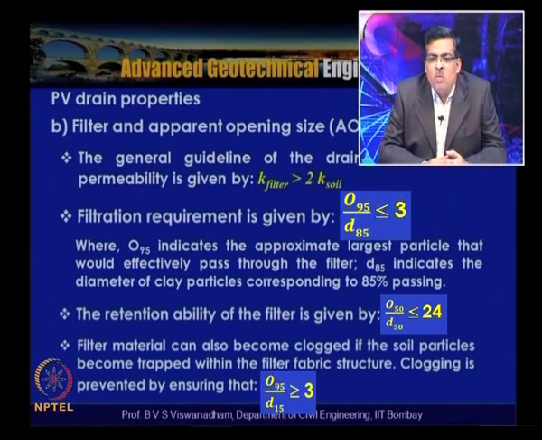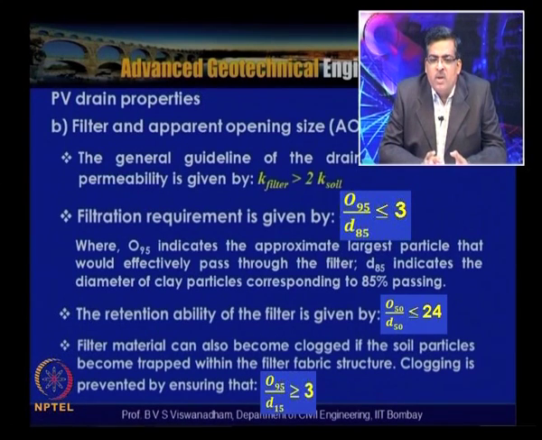In this case O95 divided by D15 should be greater than or equal to 3. So clogging can be prevented if O95 is greater than or equal to 3 times the D15. So 3 to 4 times D15, if it actually is there, then the clogging can be prevented.